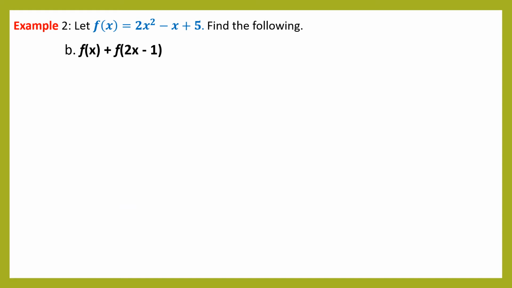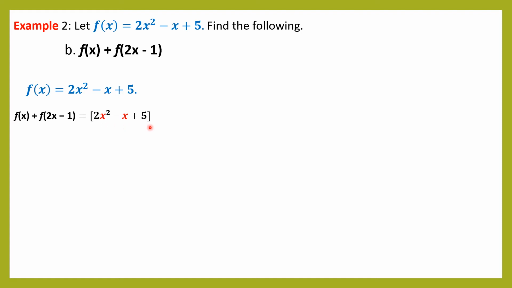Let's have your number 2, letter B. Find the f of x plus f of 2x minus 1. So, same ang function pa rin na given. By substitution, yung unang isa-substitute natin sa given na function, yung x. Kaya mapapansin nyo dito, parang walang nagbago kasi x siya, ipapalit mo din ay x. So, we will have here 2x squared minus x plus 5.